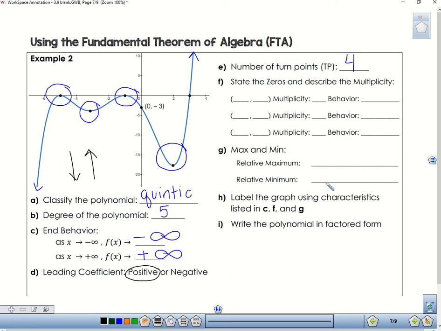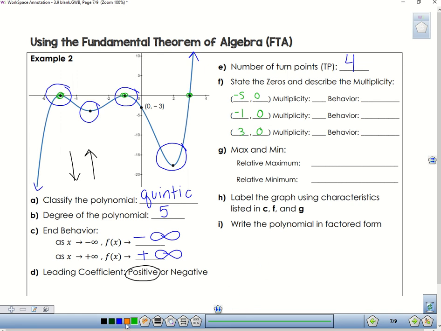Now we're going to state our zeros. How many zeros do you guys see on the graph? 3 of them. Here, here, and here, right? So let's go ahead and list those coordinates out. So it looks like we have negative 5, 0. We have negative 1, 0. And we have 3, 0. Everybody agree with that and see that on the graph?